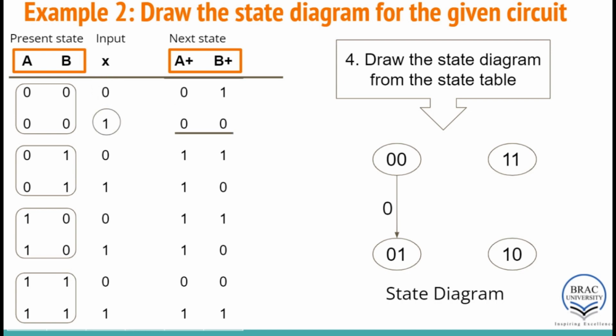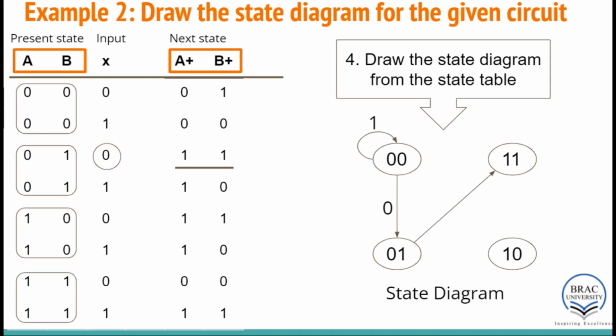In the next combination, the value for X is 1 and the present state is 0, 0, where the next state is 0, 0. So we will give a self loop on 0, 0 and write down the value on top of the arrow, 1. In the third combination, our present state is 0, 1, the value for X is 0, and our next state is 1, 1. So we will give an arrow from 0, 1 state to 1, 1 state and write down the X value on top of that arrow.